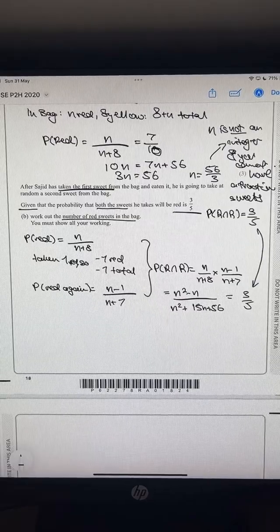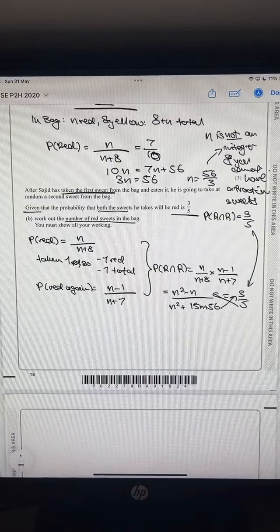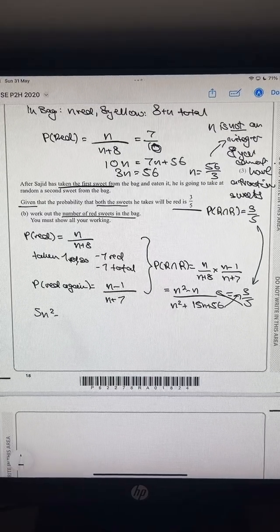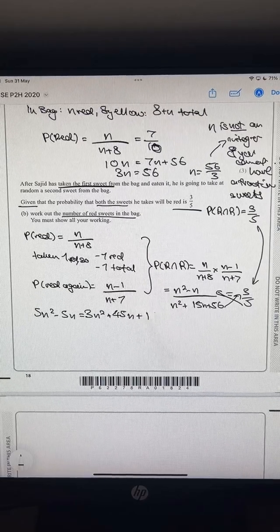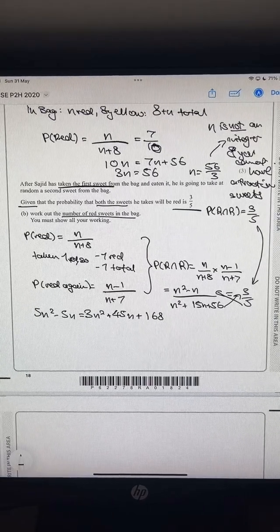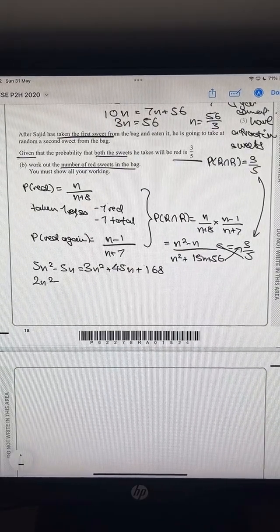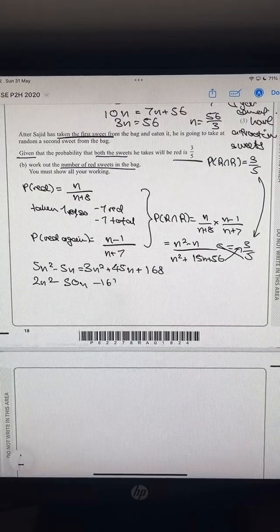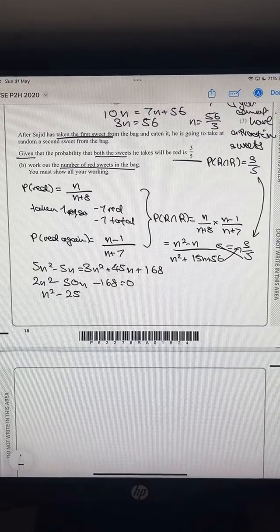So I've got a quadratic fractional algebraic equation. I'm going to cross multiply here and here. So I get 5n squared minus 5n equals 3n squared plus 45n plus 168, I believe. Yes, that is correct. And exactly, Joel, solve for n. So I'm going to rearrange my quadratic to be nice. So I get 2n squared minus 50n minus 168 equals 0. These are all multiples of 2, so I'm just going to divide by 2 to make it easier for myself.